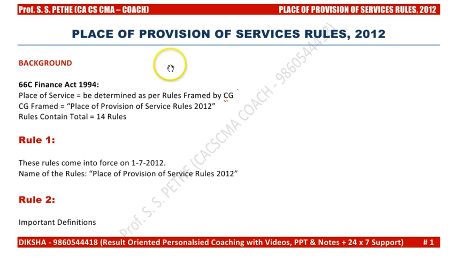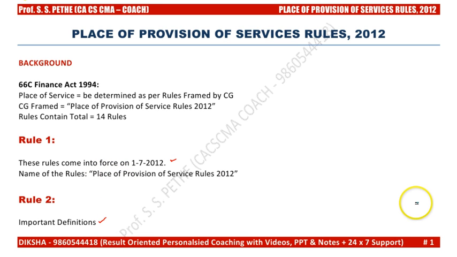First, let's start with rule number 1. Rule number 1 says that these rules come into effect from 1st of July 2012, and the name of the rules will be Place of Provision of Service Rules 2012. After that, there is rule number 2, which contains some important definitions which will be used in these rules, but we are going to discuss it later with other rules.